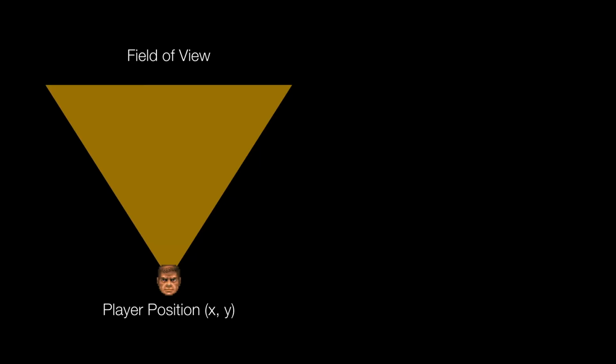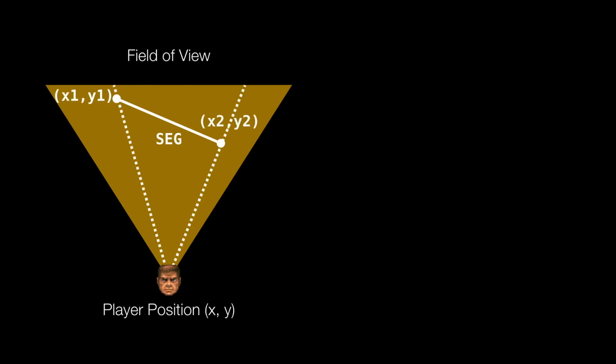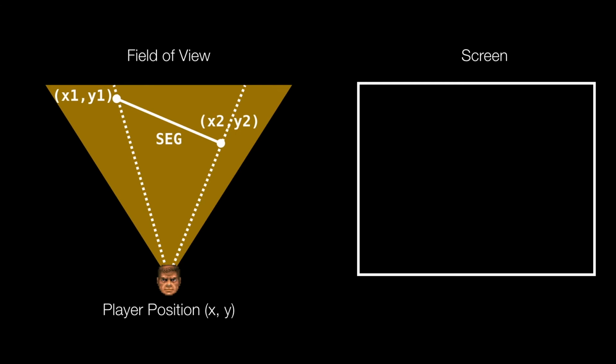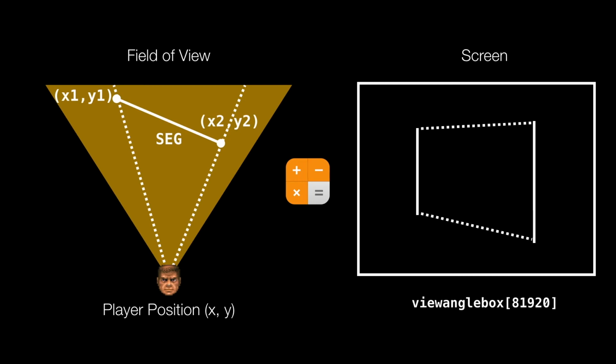And how this would actually work in practice, if you imagine a player's position and a player view that we need to render, we would have a segment that we'd need to draw, which would have its own XY coordinates for the two sides of that segment. And on the screen, we would use the same raycasting technique to determine the height of the columns of those two pieces. And then we'd do some calculations to create a view angle box to be able to determine what that segment should look like.